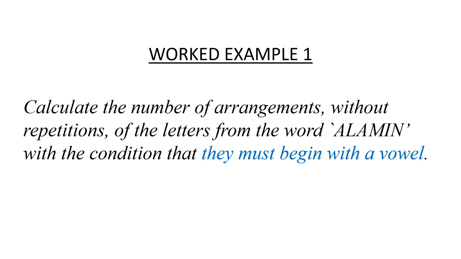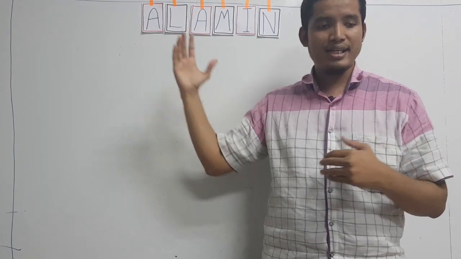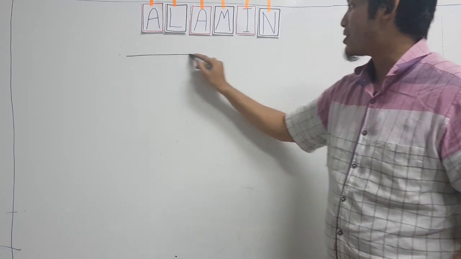Calculate the number of arrangements without repetition of the letters from the word al-amin, with the condition that they must begin with a vowel. Here we have 6 letters from the word al-amin, A-L-A-M-I-N, 6 letters altogether. Now we have to arrange these 6 letters, so we make 6 boxes.